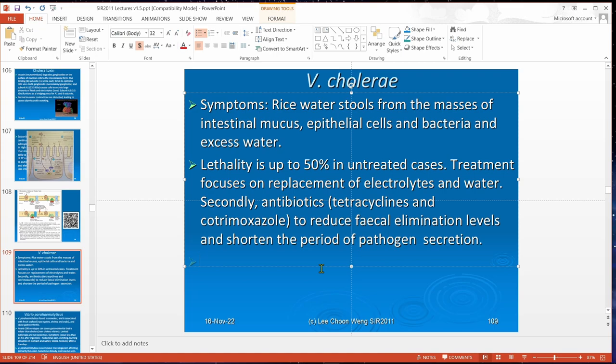Because of the voluminous amount of liquid loss, you have very specific rice water stools. I've mentioned rice water stools, which means the stool sample is essentially liquid with a few specks. Okay. The specks are mostly from your mucus and epithelial cells. So lethality is up to 50% in untreated cases because you lose too much water. So you need antibiotics to reduce the number of bacteria and a lot of electrolyte replacement therapy.